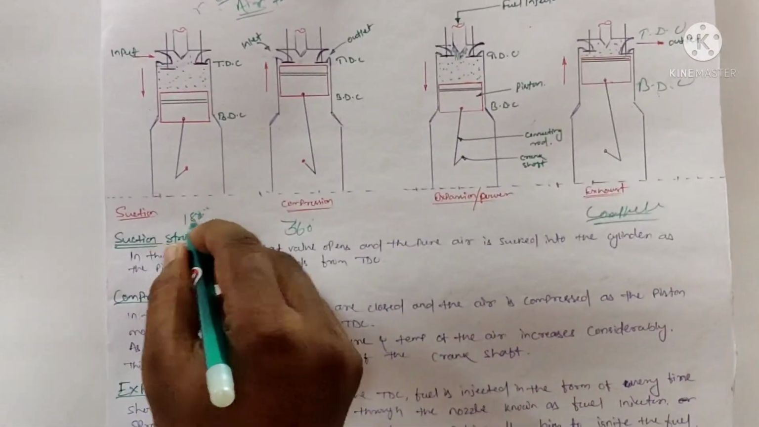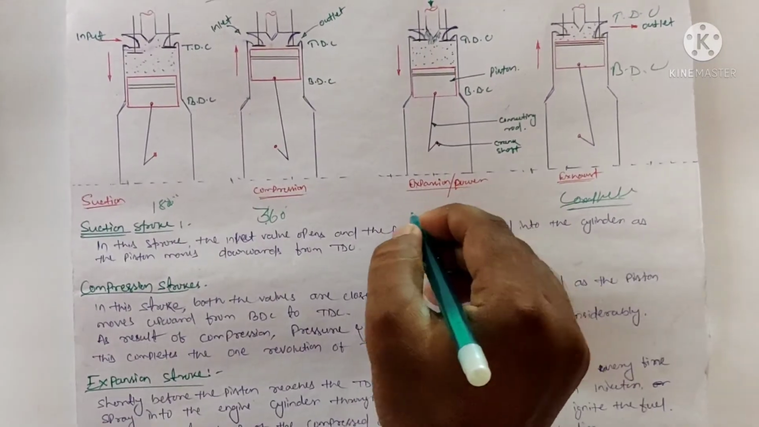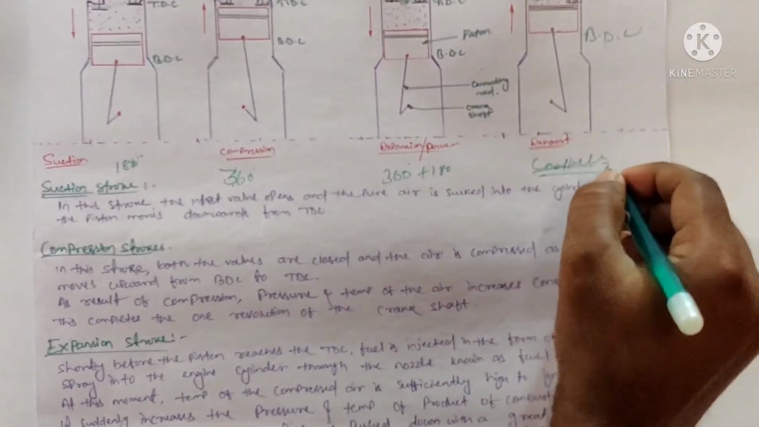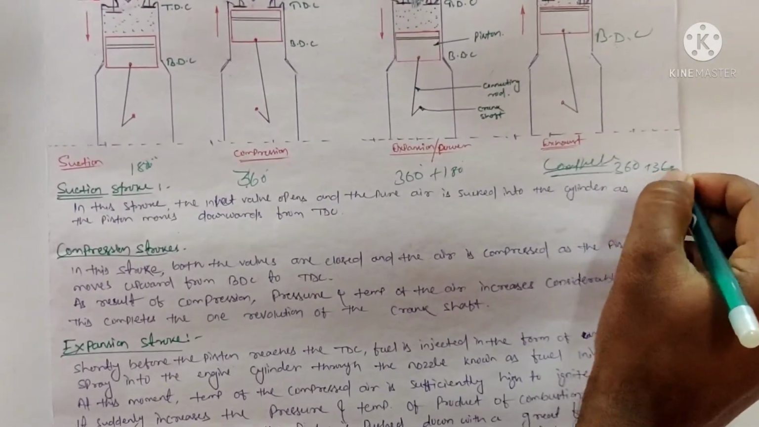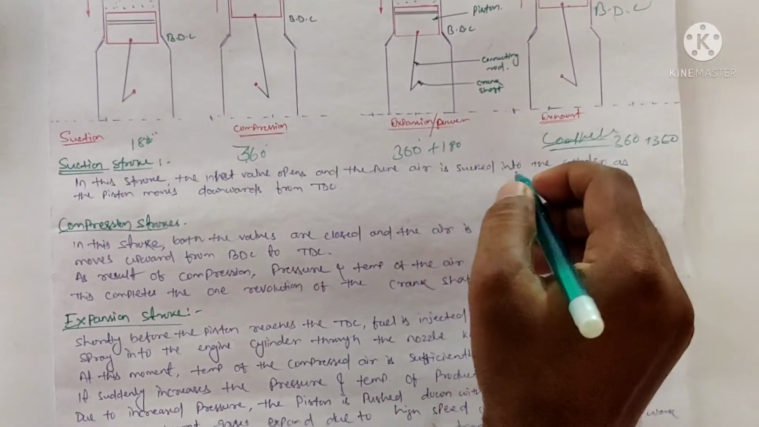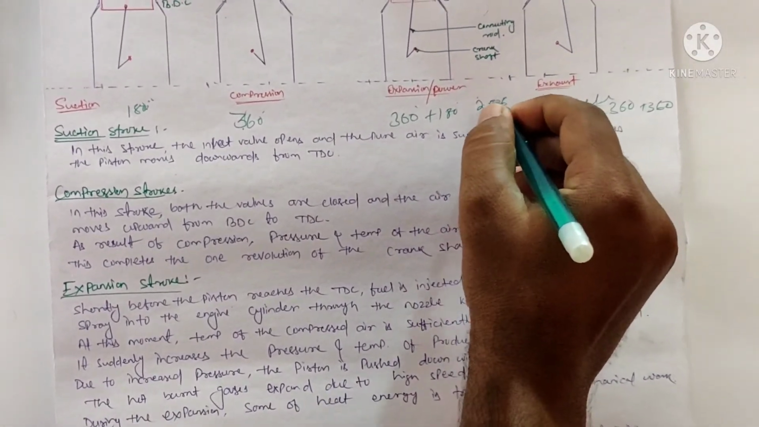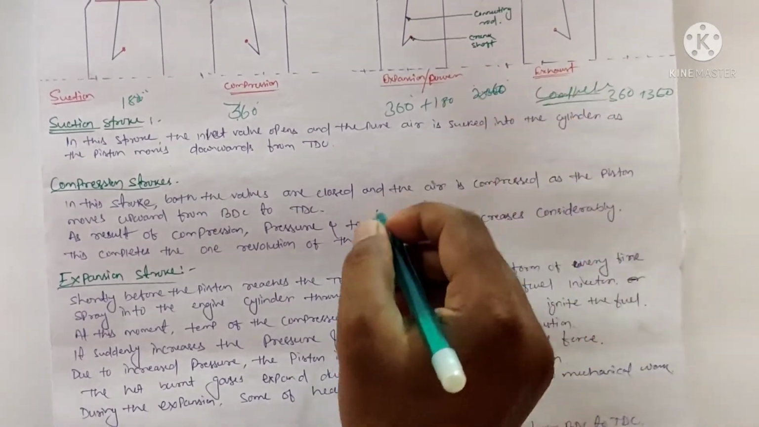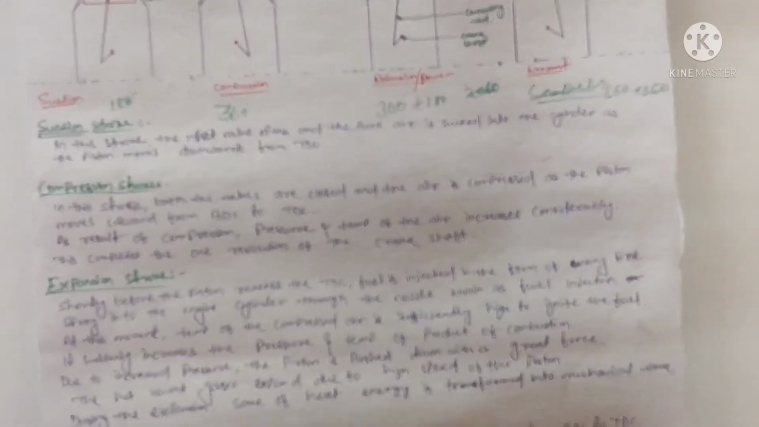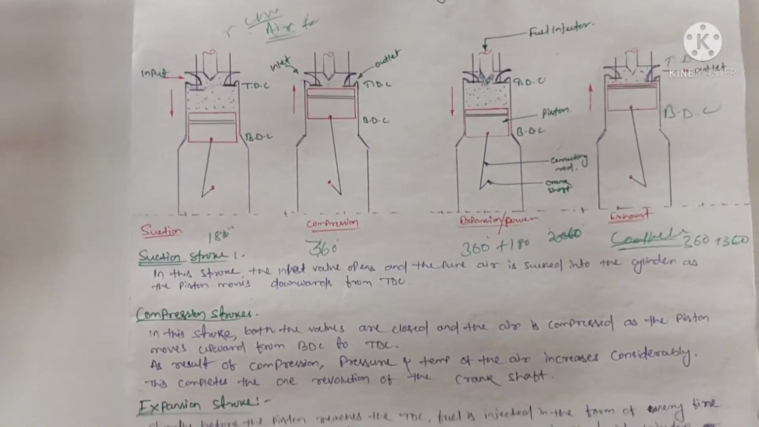That means here is 180 degrees. This is your 360 degrees of the crankshaft rotation, this is 360 plus 180 degrees, and this is 360 plus 360 degrees. The total cycle is completed with a total movement of the crankshaft of two rotations of 360 degrees. The rotation of the crankshaft is two times 360 degrees. In this manner, the 4-stroke diesel engine will work.